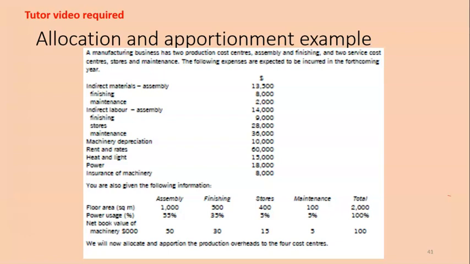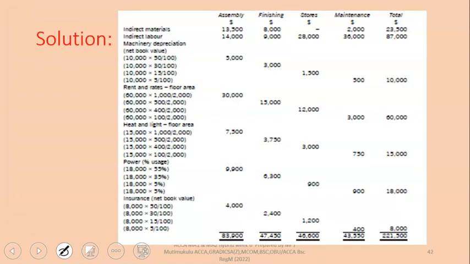You are also given the following information: the floor area in square meters 1,500, 400, 1,000, giving a total of 2,000. Power usage in percentage, net book value of machinery in $1,000: 50, 30, 15, 5, giving a total of 100. You then have to allocate and apportion the production overheads to the 4 cost centers. So you just have to do the apportionment. So we are given that information there.